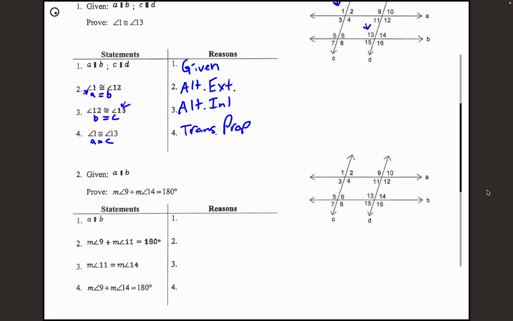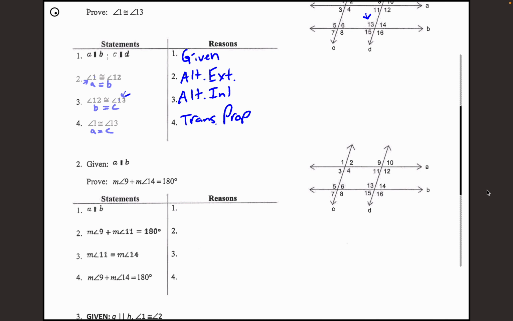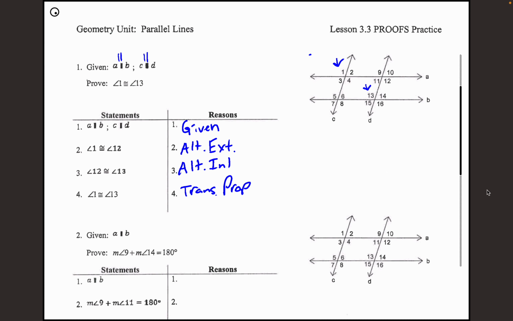Okay, so that's it for the first one. Now, the biggest thing you have to pay attention to is when we are just given two sets of parallel lines, and it tells us to prove angle 1 is congruent to angle 13, we need to start with one of those angles. So that's why it starts with angle 1 here, and then it eventually gets to angle 13. We have to see both of those angles before we're able to prove it on the bottom, and both of those angles have to be congruent to the same angle. So that's what we're doing on those.